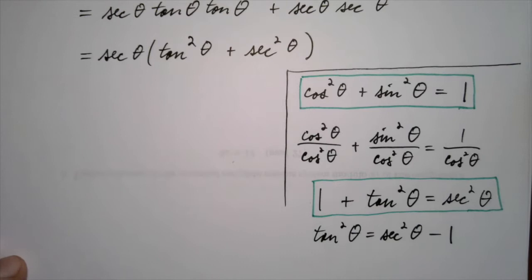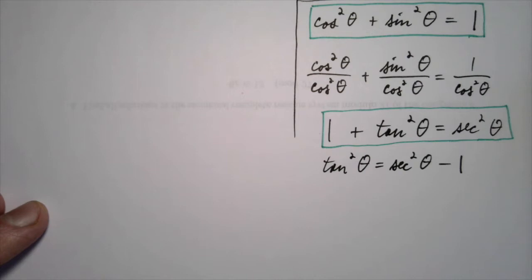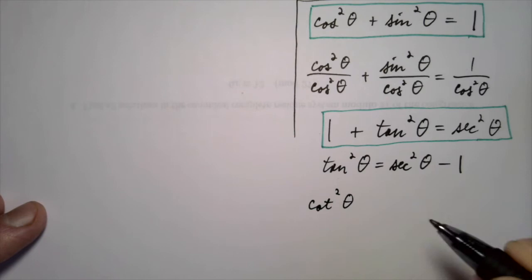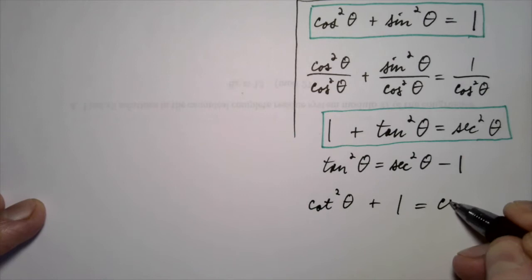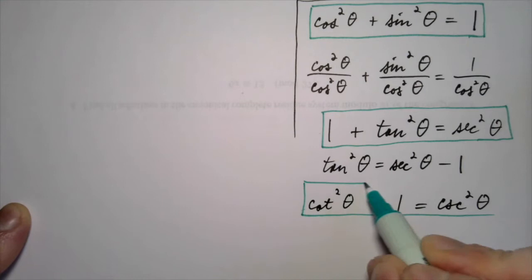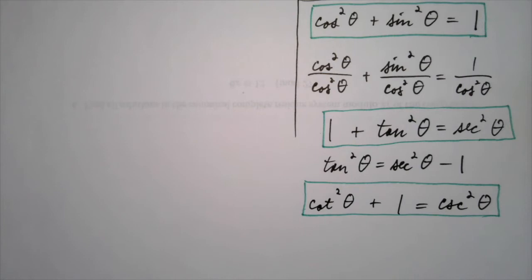What would have happened if we had divided by sine squared instead of cosine squared? Well, there's a corresponding rule for cotangent. If we had divided by sine squared, we would get cotangent squared of theta plus 1 is equal to cosecant squared of theta. So that's another way of writing the cosine squared plus sine squared equals 1 identity, another way of writing down the Pythagorean theorem. So all of the green boxes contain the same information in some sense. They're all the same identity, but they're in different forms depending on which trig functions you want to be working with.